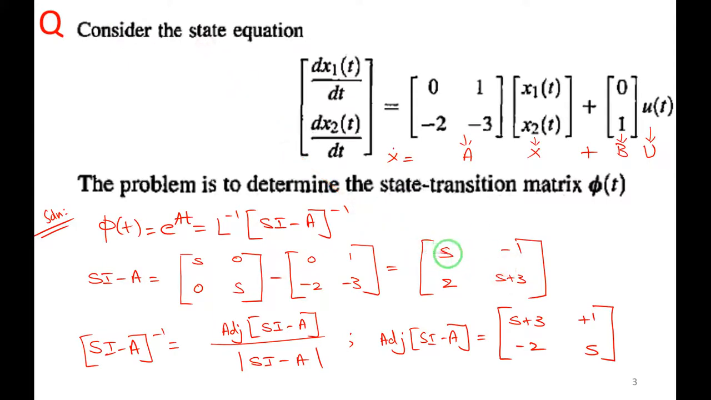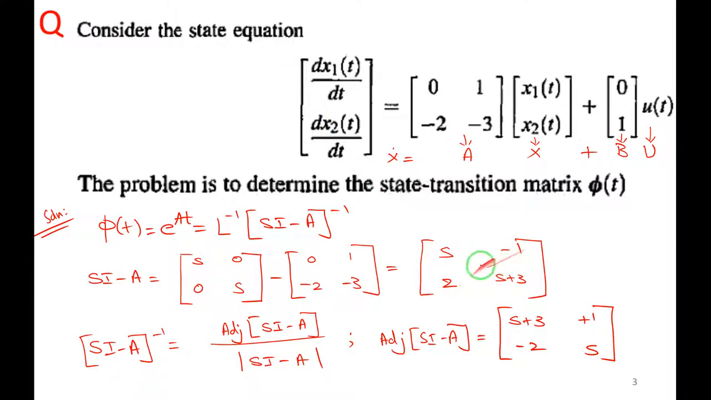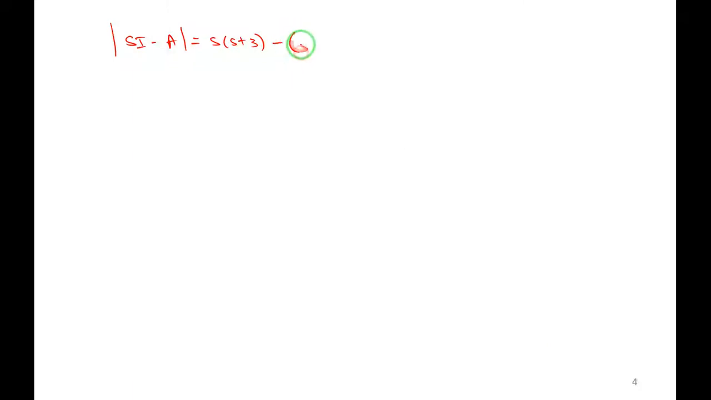Determinant of the matrix sI minus A. So multiply S into S plus 3, minus of 2 into minus 1. So 2 into minus 1. Is it fine? So S square plus 3S, minus into minus, it is plus 2, and 2, right?